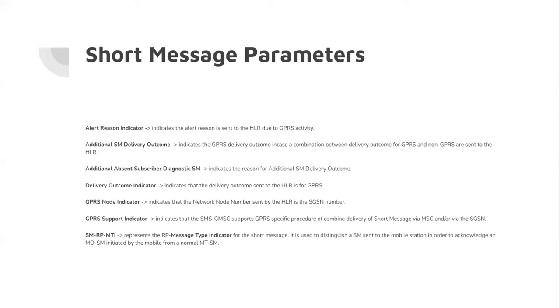The rest are mostly indicators. So for the sake of time, we'll just move to the SM RP MTI. This is the message type indicator, and I will request you to just tell me the two types of messages in the chat, so that we save on time. You can just chat it there, two types of messages, and then we move.